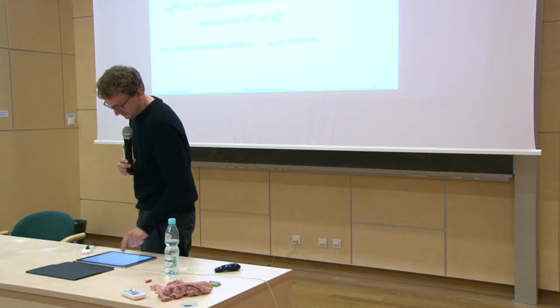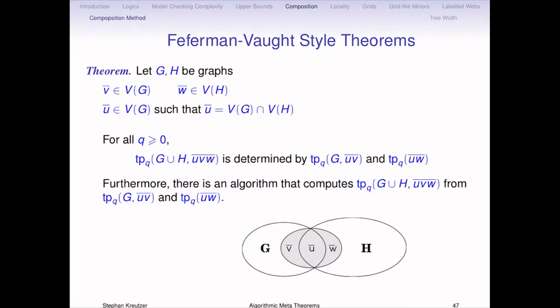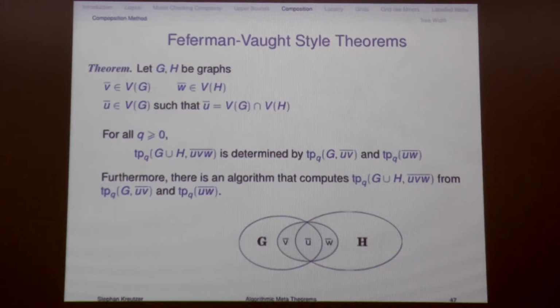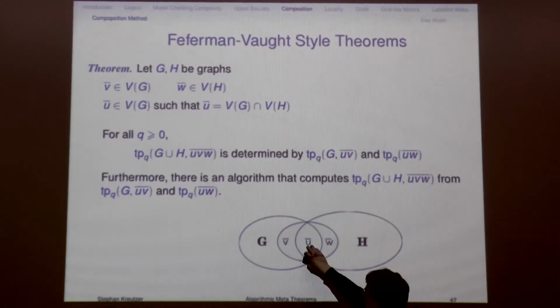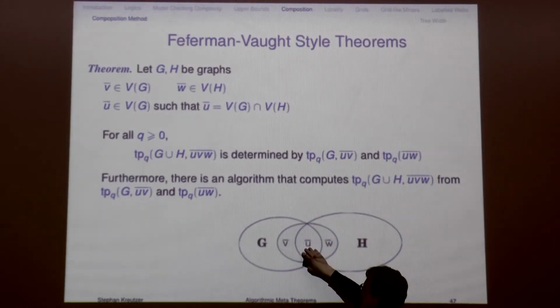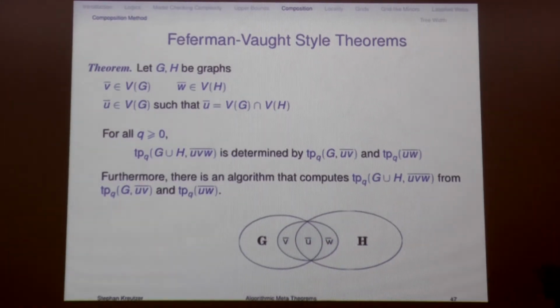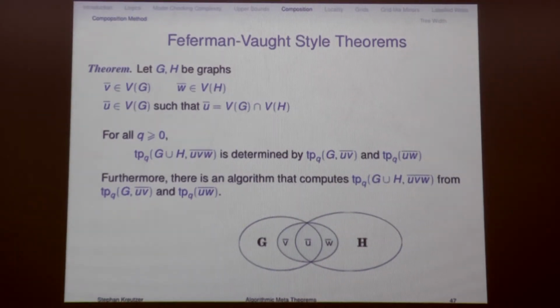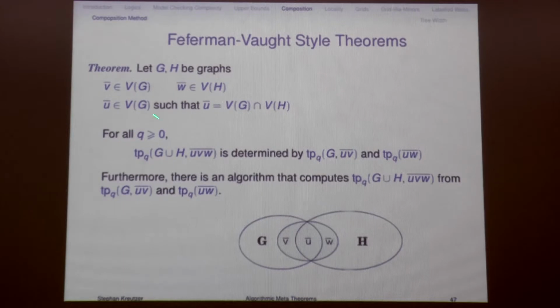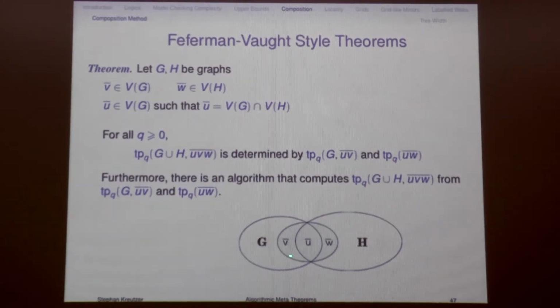So why are we looking at types? The beauty of this is the following theorem, which is called the Feferman-Vaught theorem, because Feferman and Vaught proved some version of this, and then everything else goes the same way. What the theorem says is the following: you have two graphs, G and H. So this is the graph G, and the graph H. And the vertices U are the overlap, the intersection of the two graphs, all vertices they have in common, in some order, so we can give names to them. And then we can also fix a tuple that lives entirely in G, which is these ones here, and a tuple which sits entirely in the graph H.